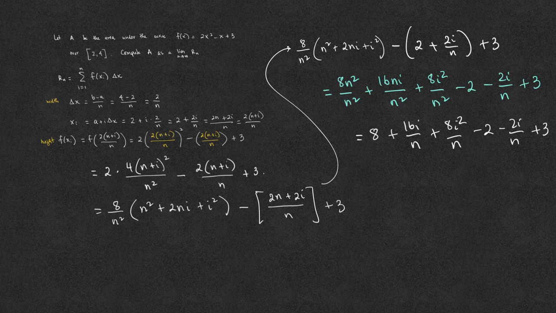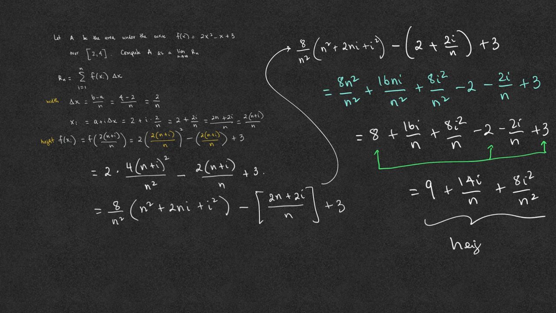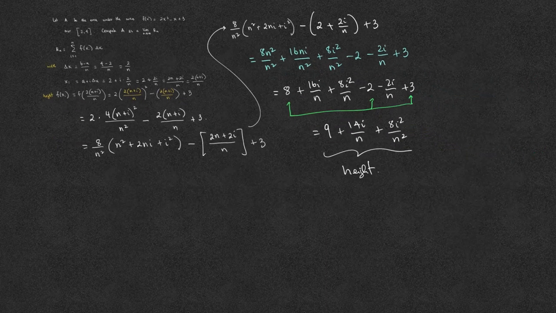The like terms, the constant terms, are 8, negative 2, and 3. 8 minus 2 plus 3 is 9. 16i/n minus 2i/n is 14i/n, and we bring down 8i²/n². And this is the height of the rectangle. It is only the height, not the area, not yet.